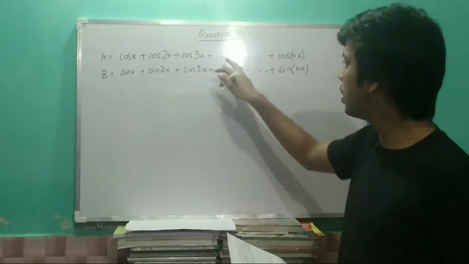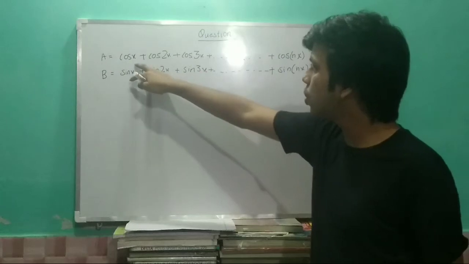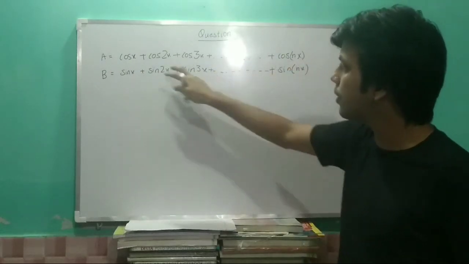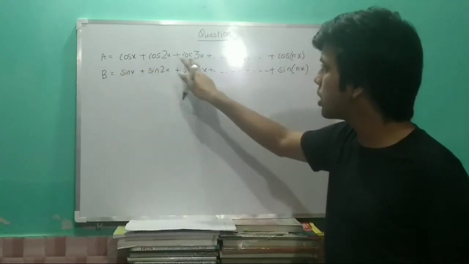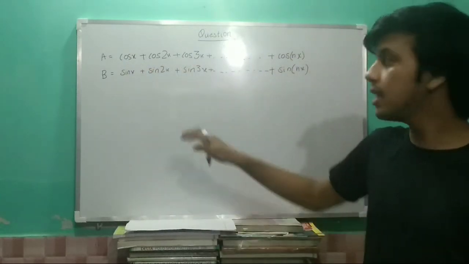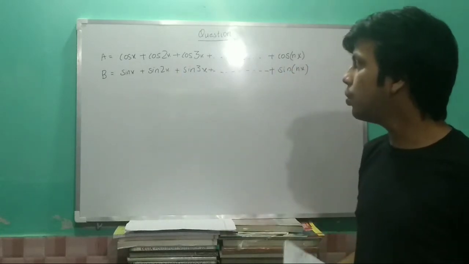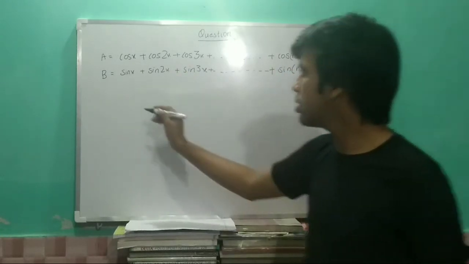So to calculate this, we are assuming cos x plus cos 2x plus cos 3x up to cos nx. We are seeing that x, 2x, 3x up to nx, there is an arithmetic trend in the angle of cos and sine. So, step 1.